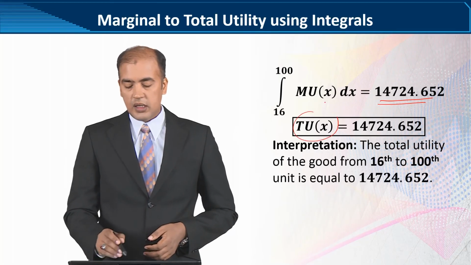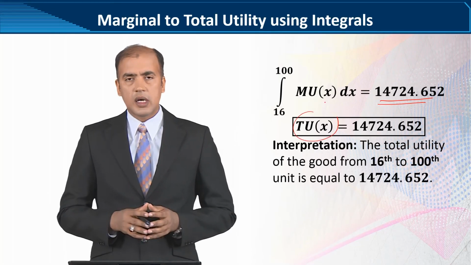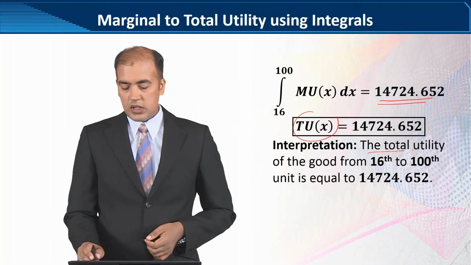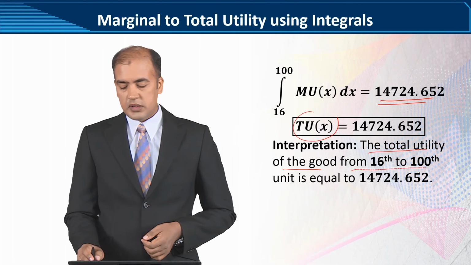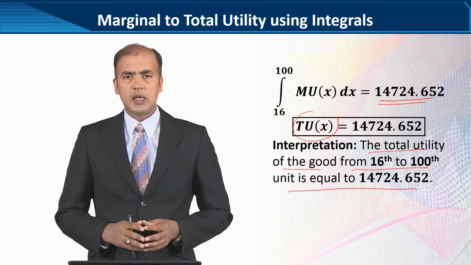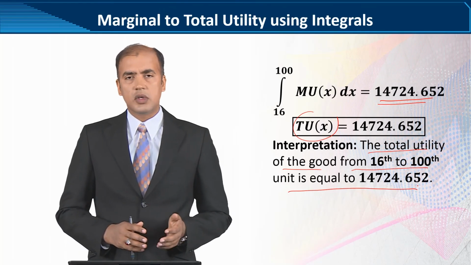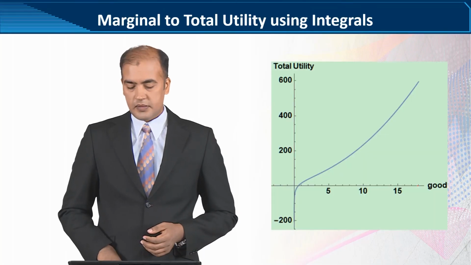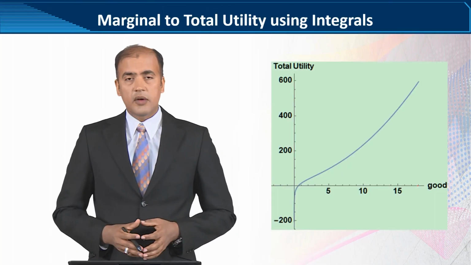We can say that now we have calculated the total utility within the range of 16 and 100 units. The total utility of the good from this unit to that unit, that is the 16th to the 100th unit, is equal to this. So you see that we are able to calculate the total utility function by using the marginal utility function. And we can also make a graph for that.